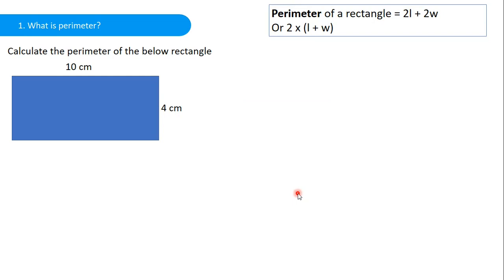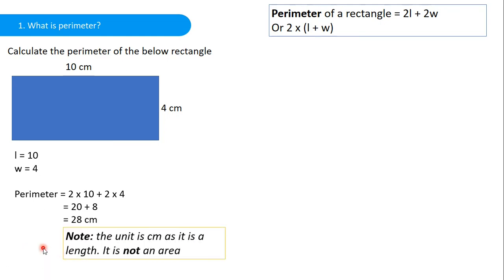So for example, let's calculate the perimeter of this rectangle. Here we have a rectangle whose length is 10 centimeters and width is 4 centimeters. So the perimeter will be 2 times 10 plus 2 times 4, 20 plus 8, 28 centimeters. And if we had used our other rule, 2 times L plus W, the length plus the width is 14. 2 times 14 is 28. Whichever way you want to do it, you can use. It's whatever way suits you. Note that the unit here is centimeters because it is a length. It's not square centimeters because we only use that for area.